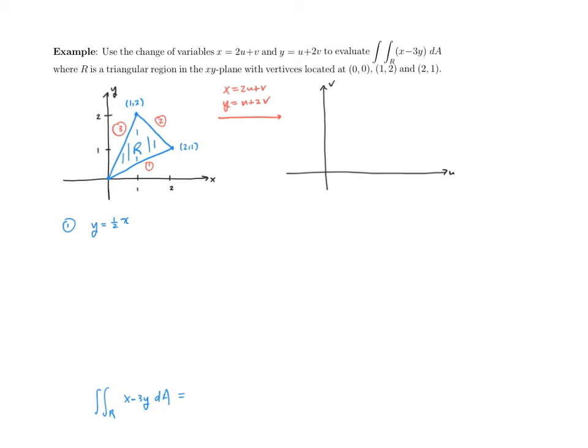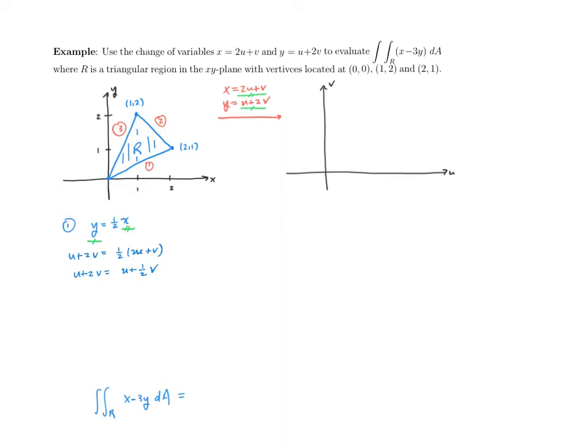And to place this in terms of u's and v's, we simply rewrite in terms of our above substitutions. That is to say, each y is going to be replaced with u plus 2v, and each x is going to be replaced with 2u plus v, and then we simplify. So u plus 2v is 1/2 the quantity 2u plus v. So u plus 2v is u plus 1/2 v.